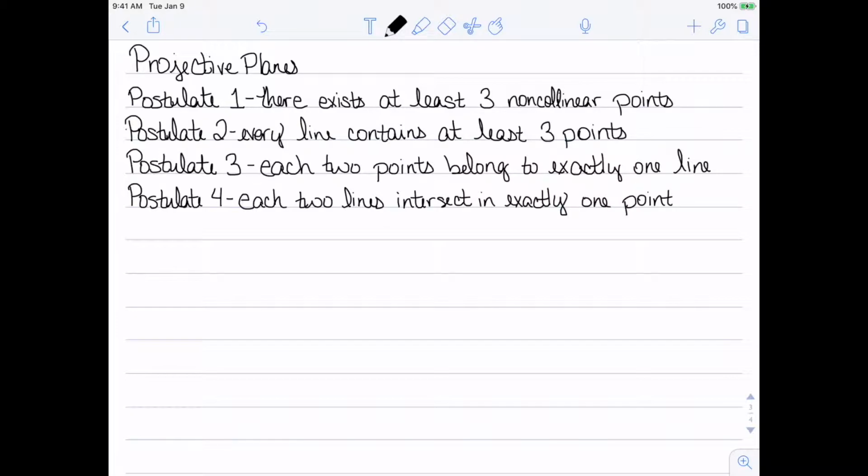Our standard Euclidean geometry is not a projective plane. In particular, it doesn't satisfy postulate 4 because we do have parallel lines, so not every 2 lines intersect in exactly 1 point. So in order to be a projective plane, we have to get rid of the idea of parallel lines. Let's look at a few other different models.